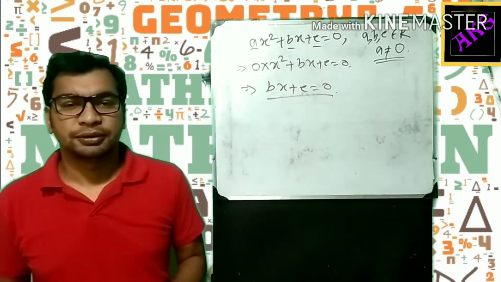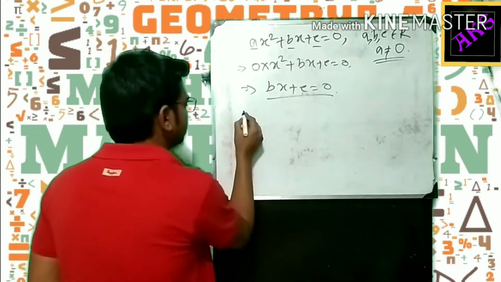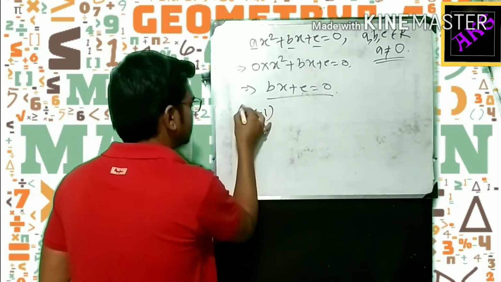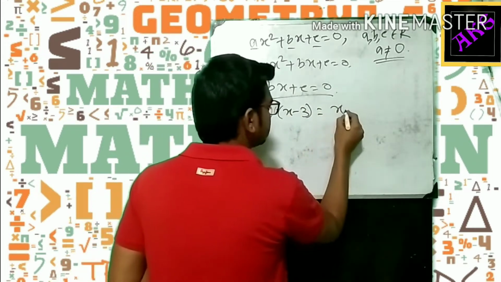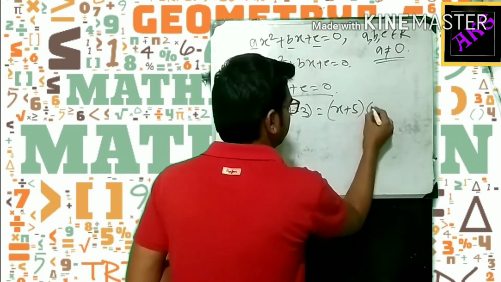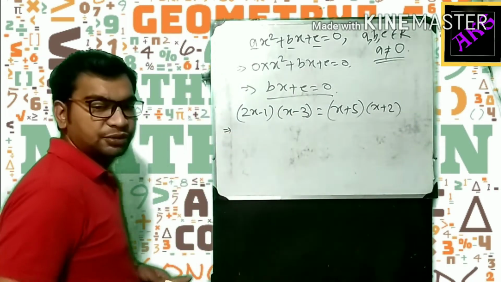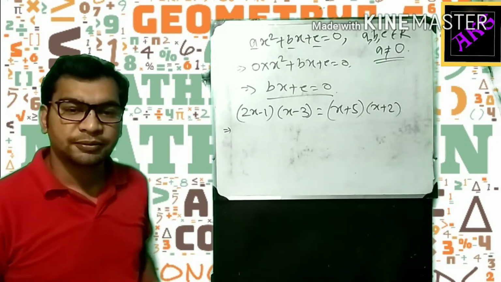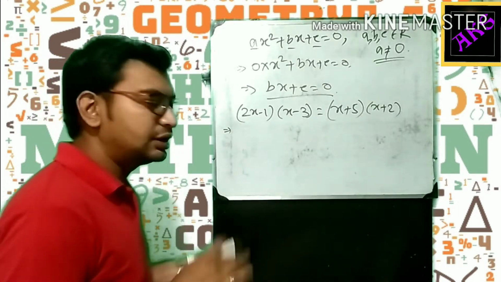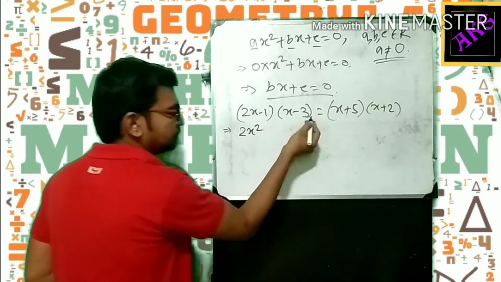Now a question comes in the exams: how will you prove that an equation is quadratic or not? For that, let us take an example. Suppose 2x minus 1 into x minus 3 equal to x plus 5 into x plus 2. Let's see what we get. First we have to put it in the standard form. Okay, we have to express it in the standard form.